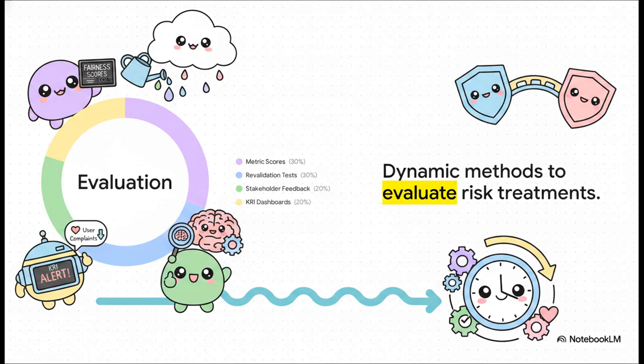Well, you show the auditor your before and after fairness metric scores. You show them the hard results of model revalidation tests running on fresh data. You bring out documented stakeholder feedback proving that user complaints have totally dropped off. And you pull up your key risk indicator, or KRI, dashboards that are set up to trigger immediate alerts if the AI starts drifting off course. This is how you prove to the world that your treatments are not just theoretical, but effective and alive.